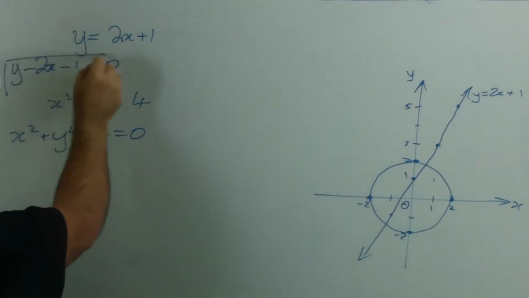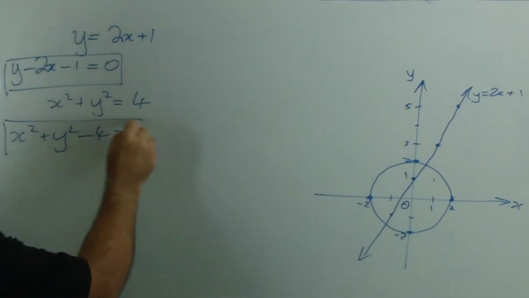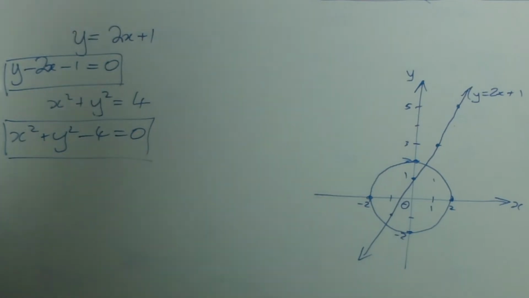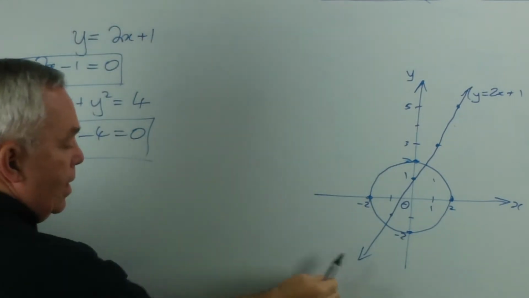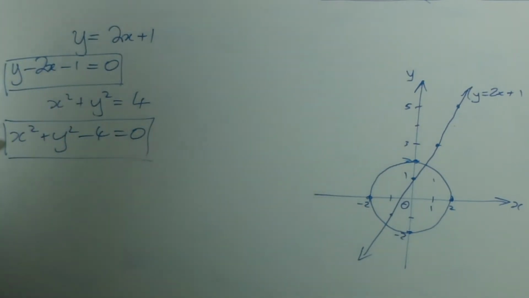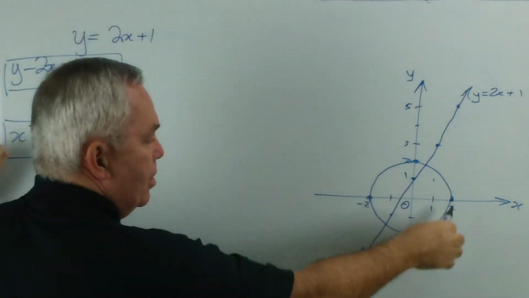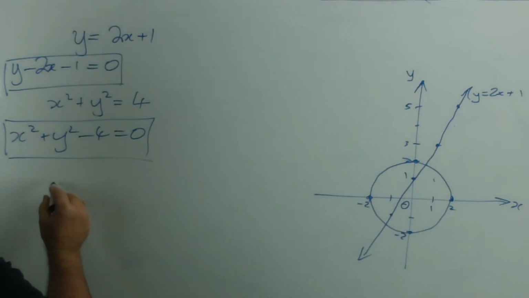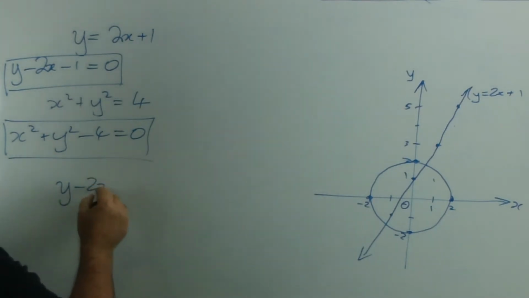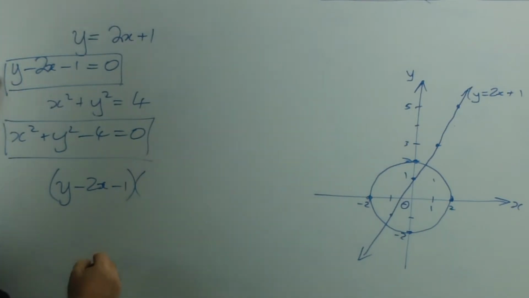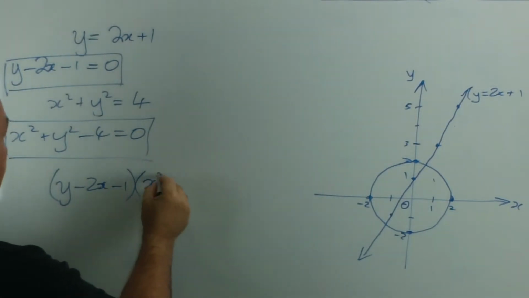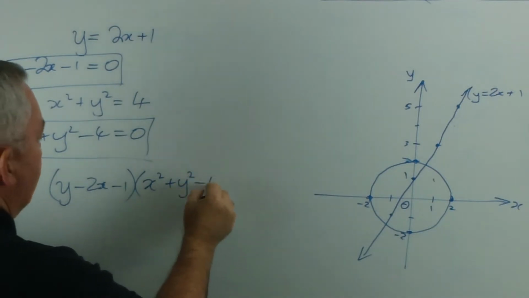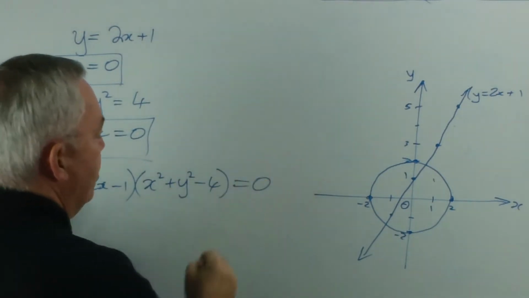Now I want you to particularly study these. This equation describes that straight line. This equation describes this circle. Now look at this equation. Y minus 2x minus 1, that's this one, times x squared plus y squared minus 4 equals 0.